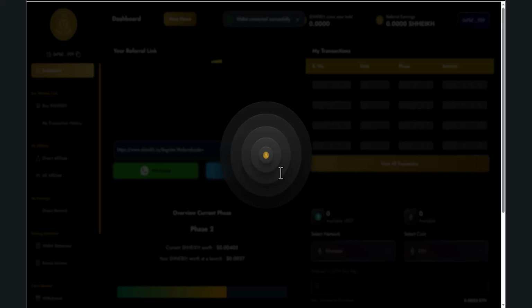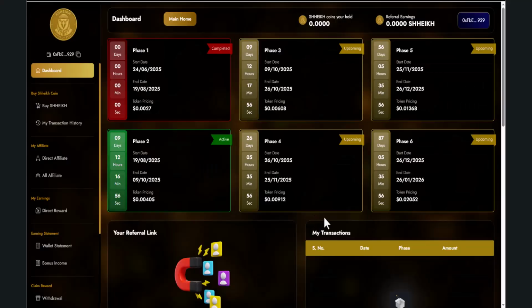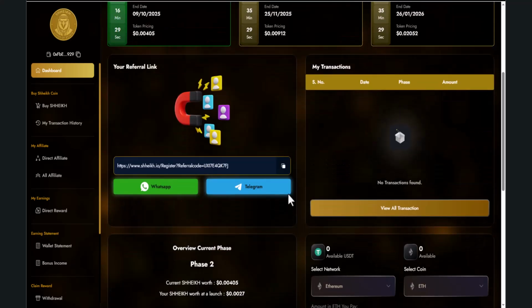So guys, here you can see a dashboard in which you can see the earnings with the coin which you hold, and a referral earning which is shown here. You can also see some of its phases, like phase 1, phase 2, phase 3, phase 4 and phase 5, where you can see all the details about this token and how you can get rewards through it. Here you can see its referral link. Through this referral link you can earn more rewards. So send this referral link to your family members and friends and get more rewards as they join.